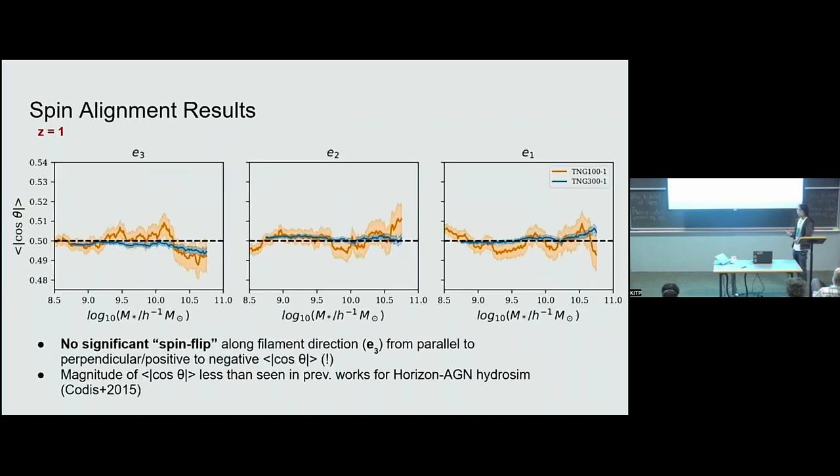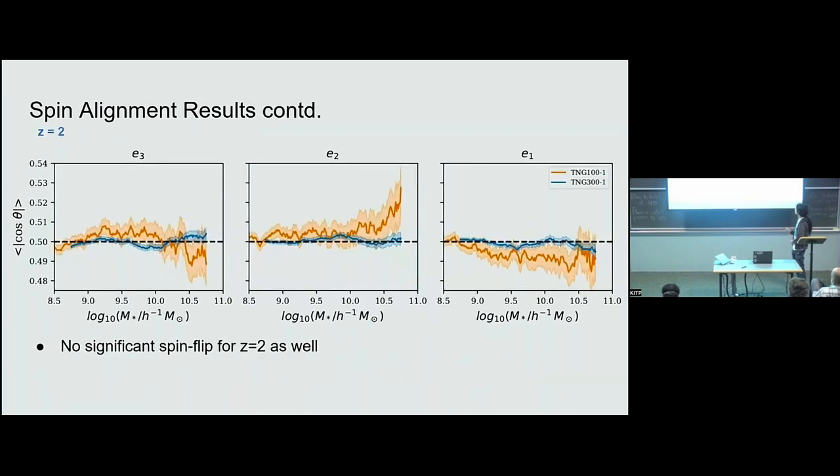However, an interesting result is that when we actually look at the alignment between spin and the cosmic web at redshift 1, we don't see any very significant spin flip where we're going from parallel to perpendicular here. And in general, the magnitude of the alignment we see is much less than has been seen in previous works working with other simulations, in particular the Horizon AGN hydra simulation. And the same thing for redshift 2 as well.